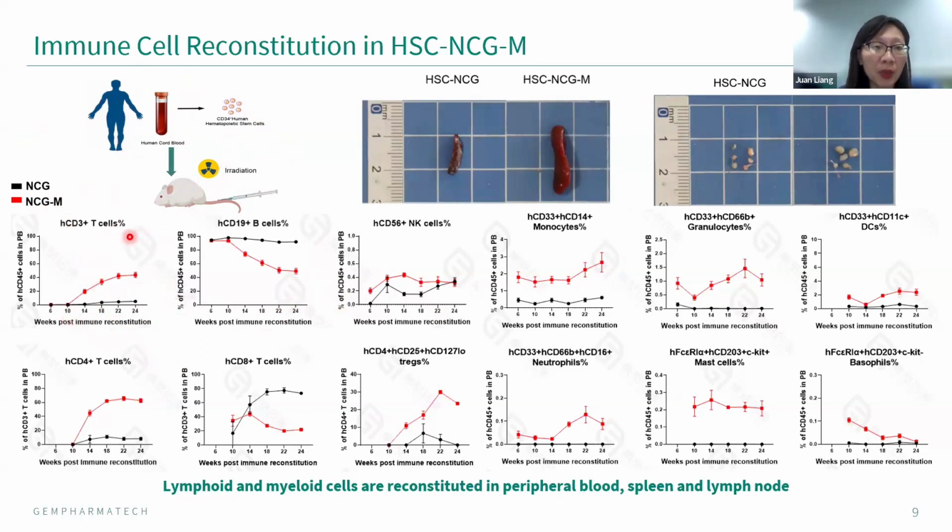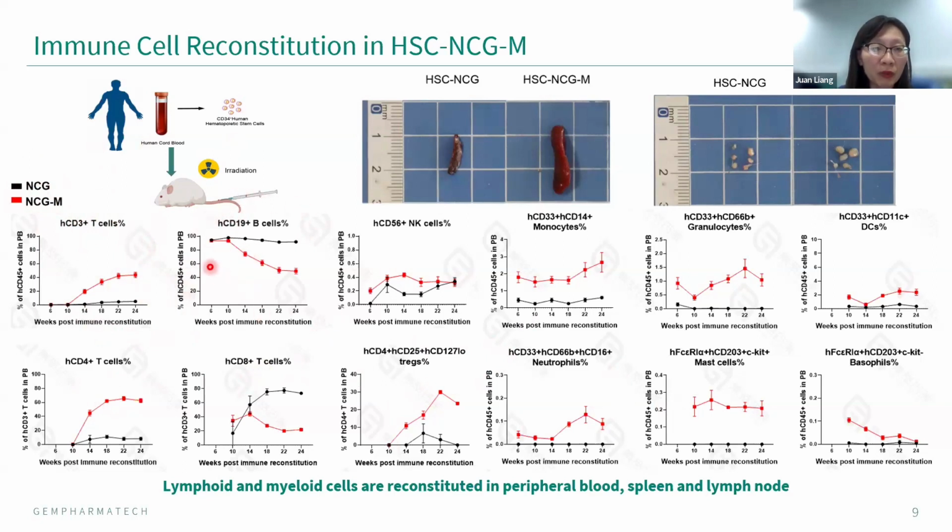re-establish human CD3 positive cells, CD19 positive B cells, and also NK cells and monocytes. And it can also reconstitute T cell subpopulations like CD4 positive T cells, CD8 positive T cells, and also Treg cells. And once the three human cytokines are expressed in these mice, the NCGM mice could reconstitute high levels of CD3 positive cells and other immune cell populations compared with NCG mice.